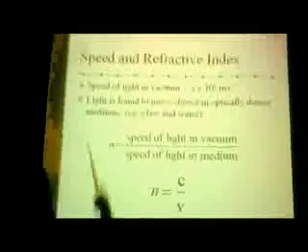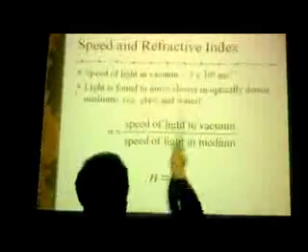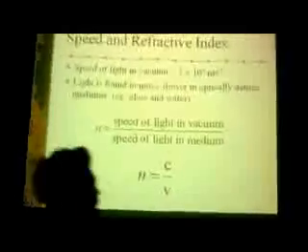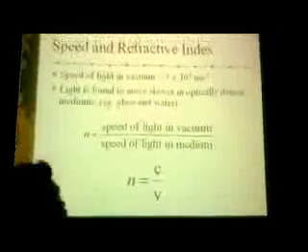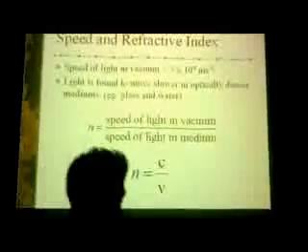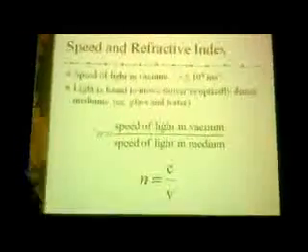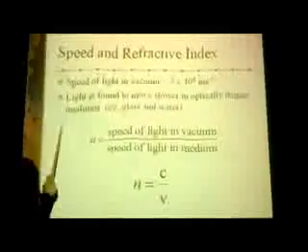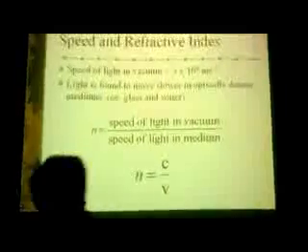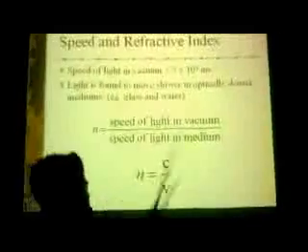Next! Speed and refractive index. Speed of light in vacuum. The speed of light is equal to 3 times 10 to the power of 8 meters per second. Light is found to move slower in optically denser mediums, such as glass and water.